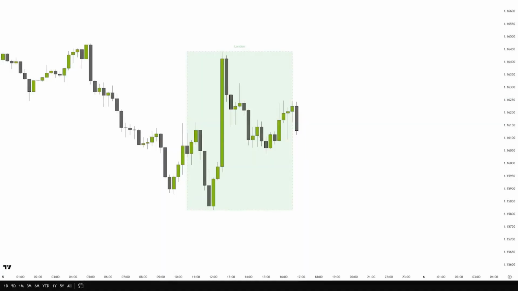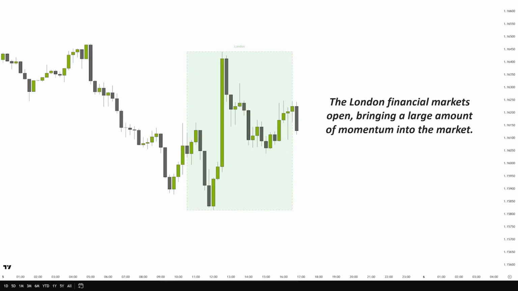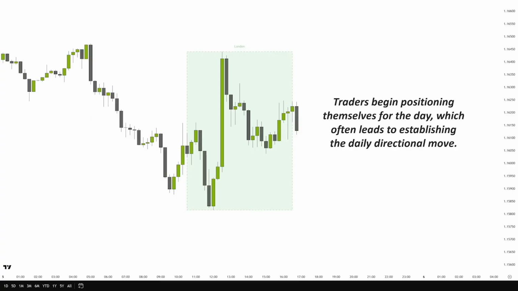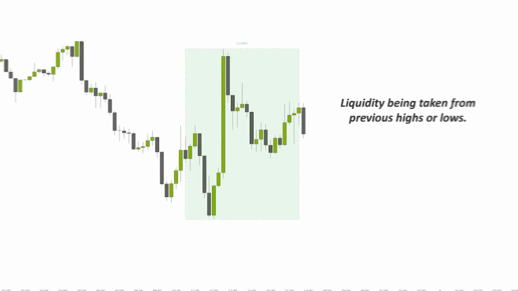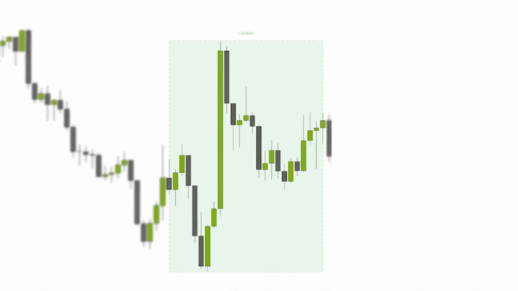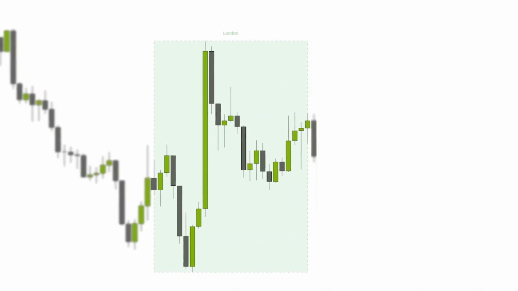But why is this kill zone so important? During this time, several important things happen in the market. First, the London financial markets open, bringing a large amount of momentum into the market. Second, traders begin positioning themselves for the day, which often leads to establishing the daily directional move. And third, liquidity is being taken from previous highs or lows. Because of these factors, the London kill zone often produces strong price movements and clear trading setups.